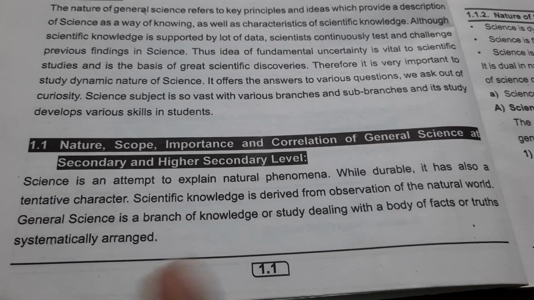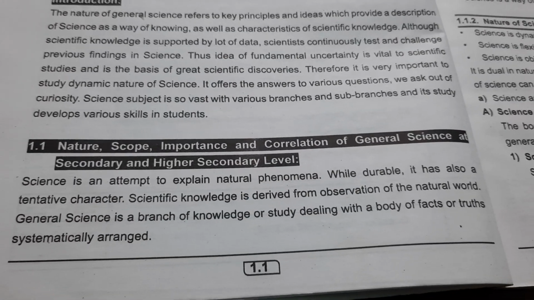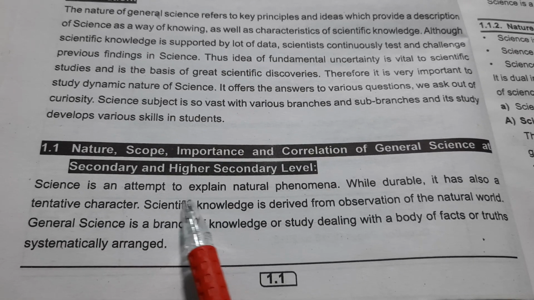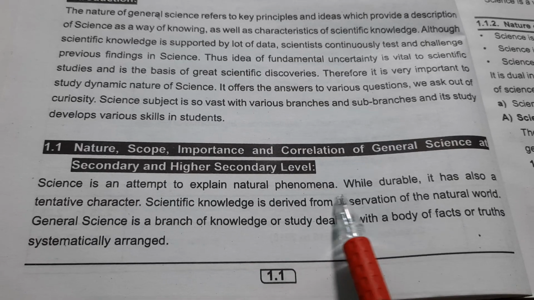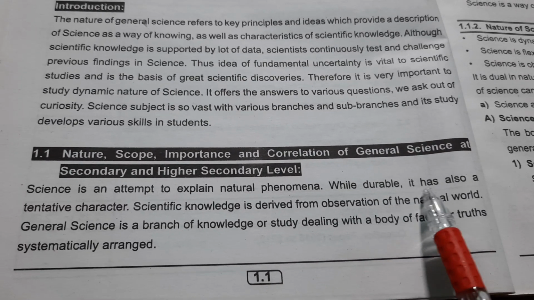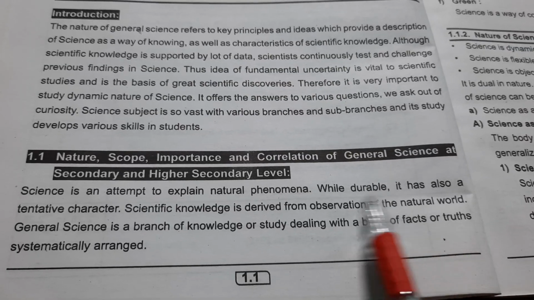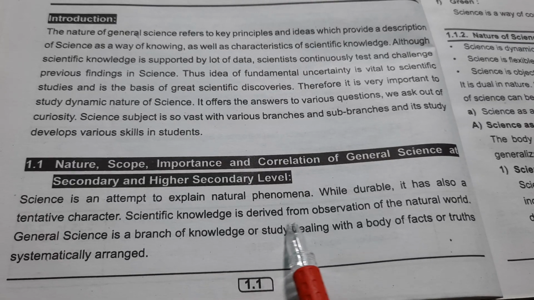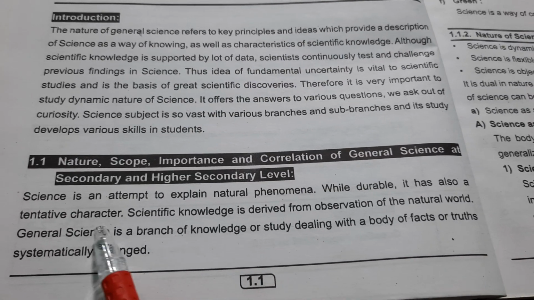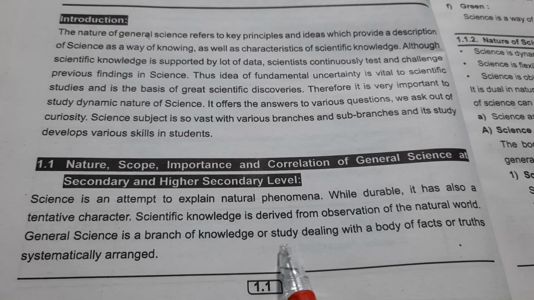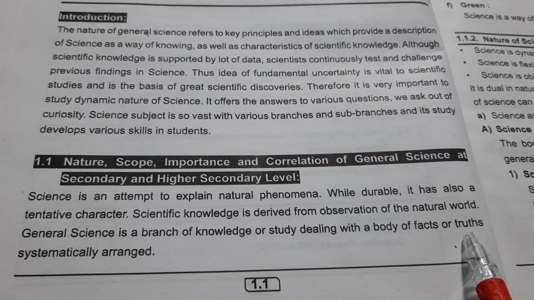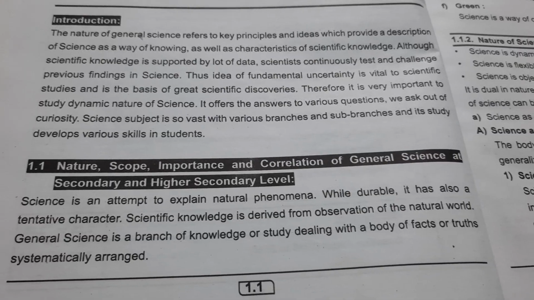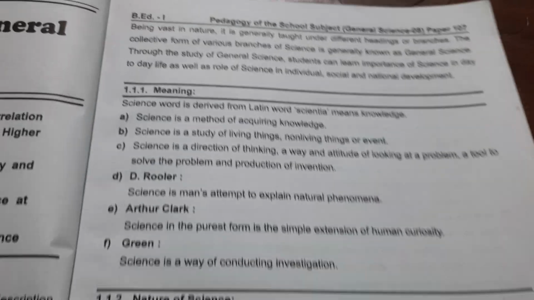Now I'll have science. Science is an attempt to explain natural phenomena while durable. It also has a tentative character. Scientific knowledge is derived from observation of the natural world. General science is a branch of knowledge or study dealing with a body of facts or truths systematically arranged. So the continuation is right over here.